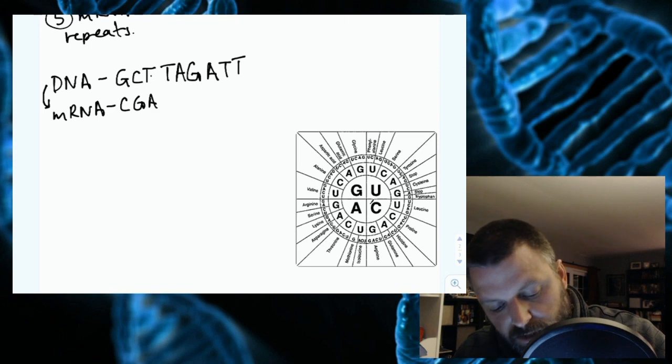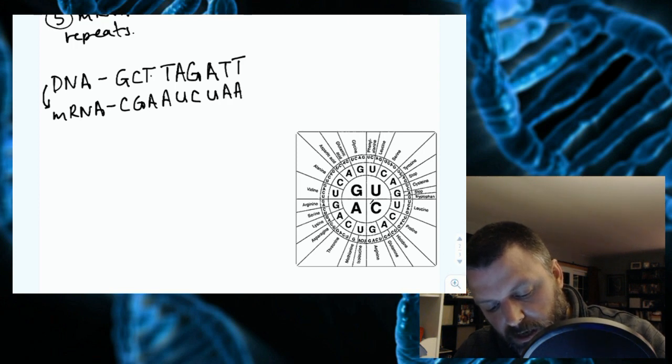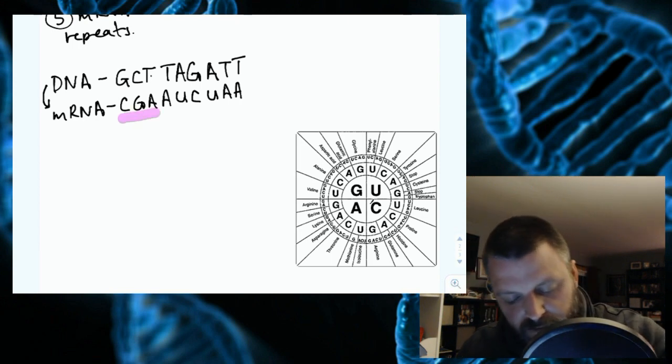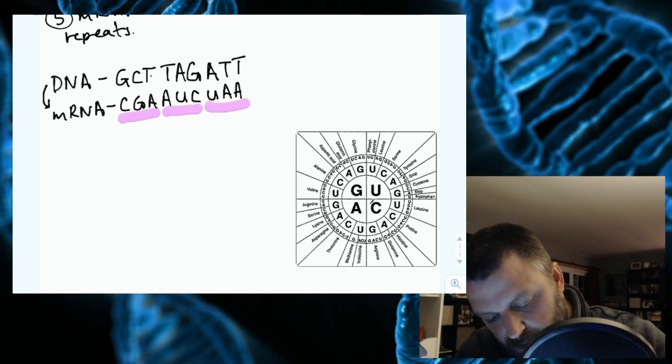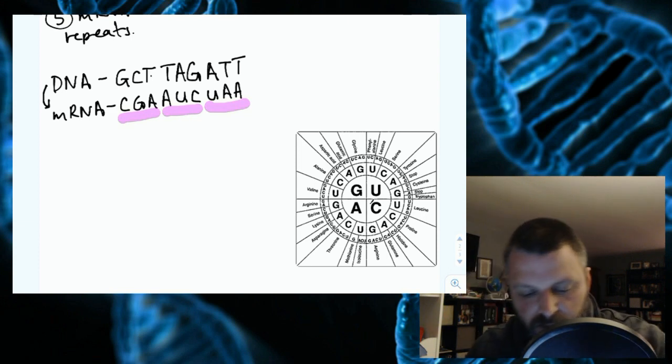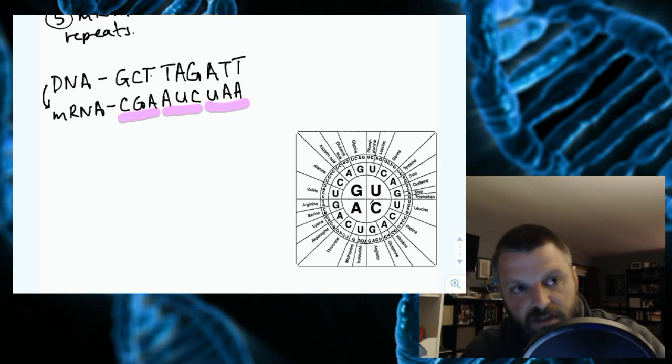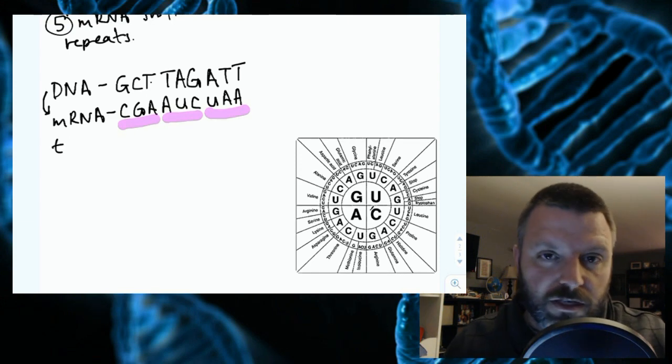So G goes with C, C goes with G, T goes with A, A goes with U, G goes with C, A goes with U, T goes with A, T goes with A. Okay, then you'll have to remember that these are codons, and there are 3 of them. Here's one codon, here's another codon, here's another codon. So there's 3 codons right there. So since you have 3 codons, that means you're also going to have 3 amino acids.